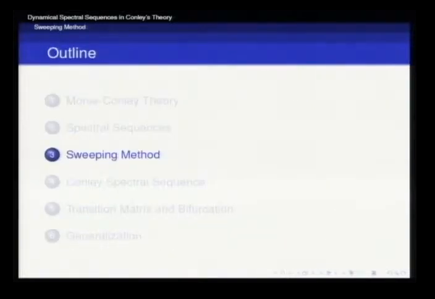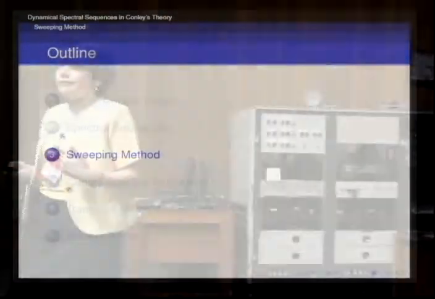I'm just going to pass this on quickly. So what did we develop? We developed a method, which is actually just an algorithm, that is going to sweep the connection matrix. And what's amazing, at least for us, was that this procedure of sweeping the connection matrix really gives us back the spectral sequence.